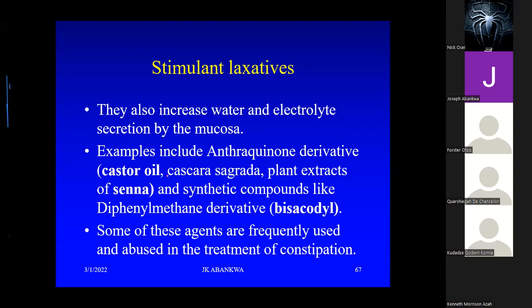So examples include castor oil, cascara sagrada, and plant extracts of senna, please, senna. And we have synthetic compounds like the diphenyl methane derivative, bisacodyl. So the anthraquinone derivatives include castor oil, cascara sagrada, and senna, and the synthetic compound is the diphenyl methane derivative, bisacodyl. Some of these agents are frequently used and abused in the treatment of constipation.